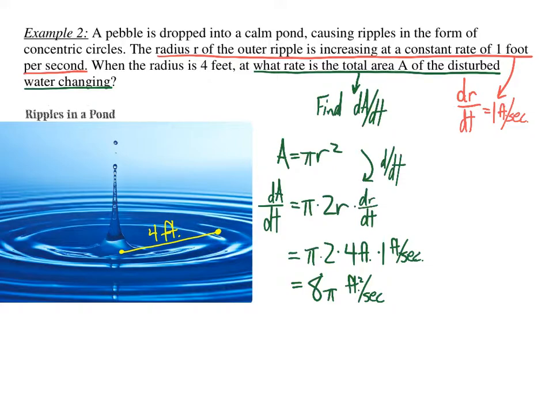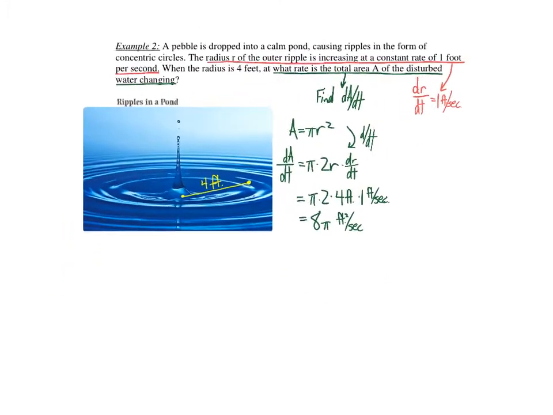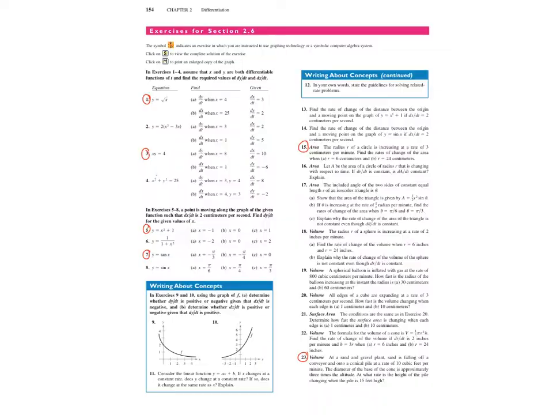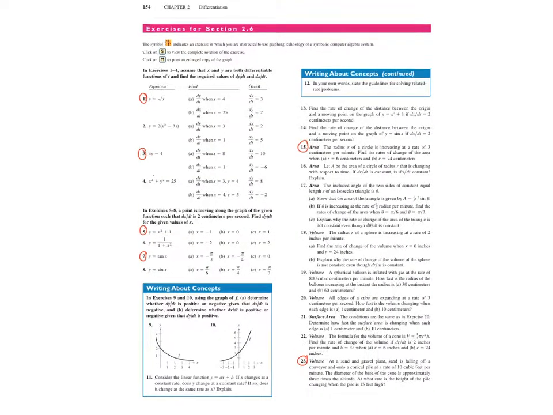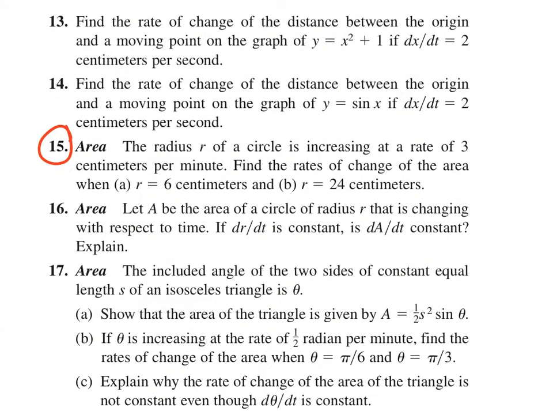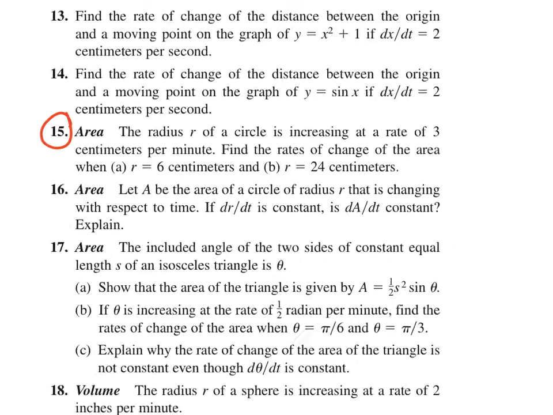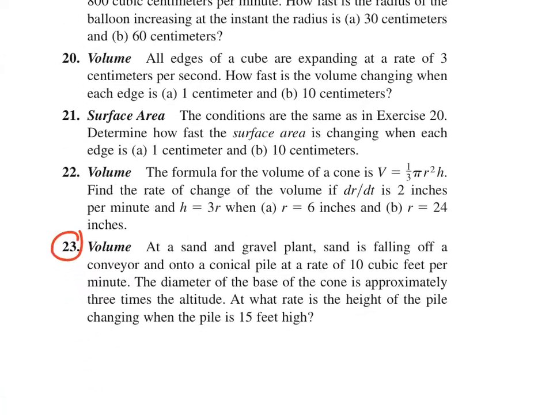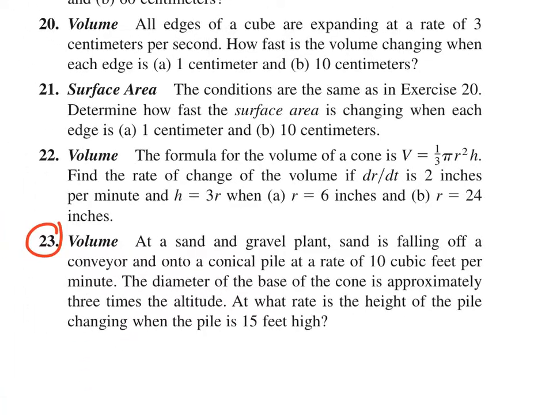But as we look at the ones that you have to practice with here, notice the radius of a circle is increasing. Find the rates of change of the area. So this is basically identical to the ripples in the pond. Right. Okay? Down here, a sand and gravel plant.